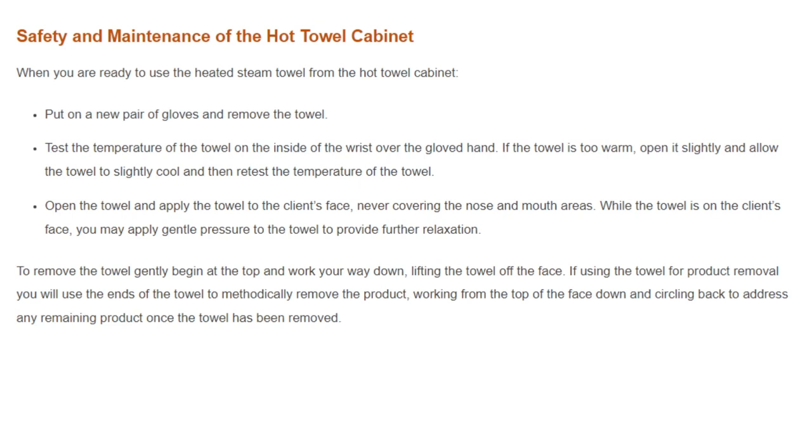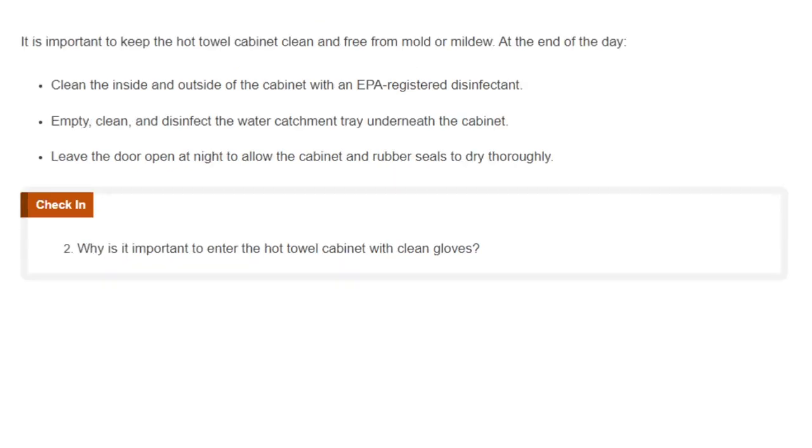If using the towel for product removal, you will use the ends of the towel to methodically remove the product, working from the top of the face down and circling back to address any remaining product once the towel has been removed. It is important to keep the hot towel cabinet clean and free from mold or mildew. At the end of the day, clean the inside and outside of the cabinet with an EPA-registered disinfectant. Empty, clean, and disinfect the water catchment tray underneath the cabinet. Leave the door open at night to allow the cabinet and rubber seals to dry thoroughly.